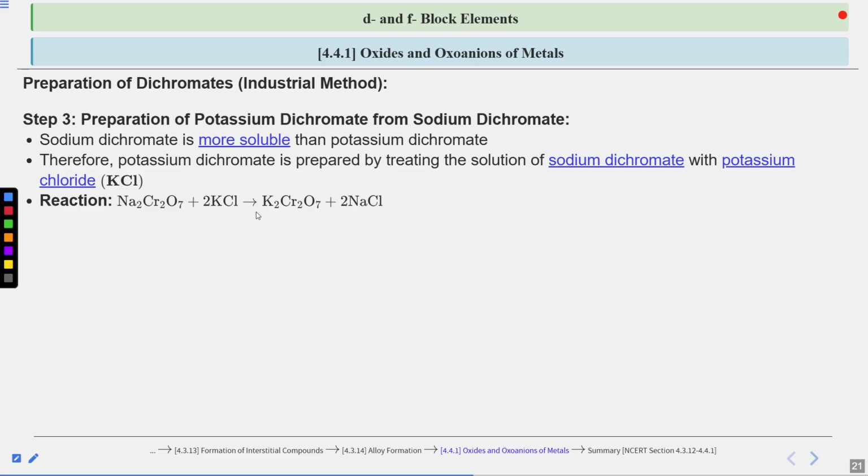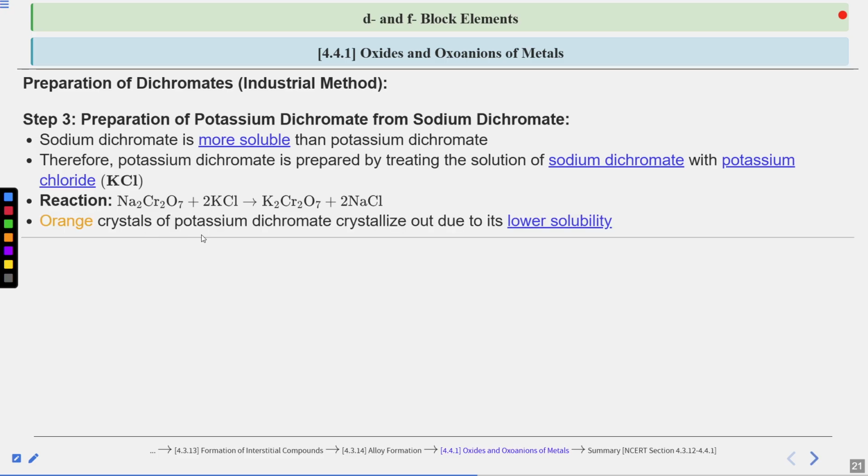The reaction includes sodium dichromate reacting with potassium chloride to form potassium dichromate plus 2 NaCl. The orange color crystals of potassium dichromate, K2Cr2O7, crystallize out in this reaction due to its lower solubility. Potassium dichromate is less soluble, so that's why we crystallize the potassium dichromate out from the solution of sodium dichromate. These are orange color crystals of potassium dichromate.